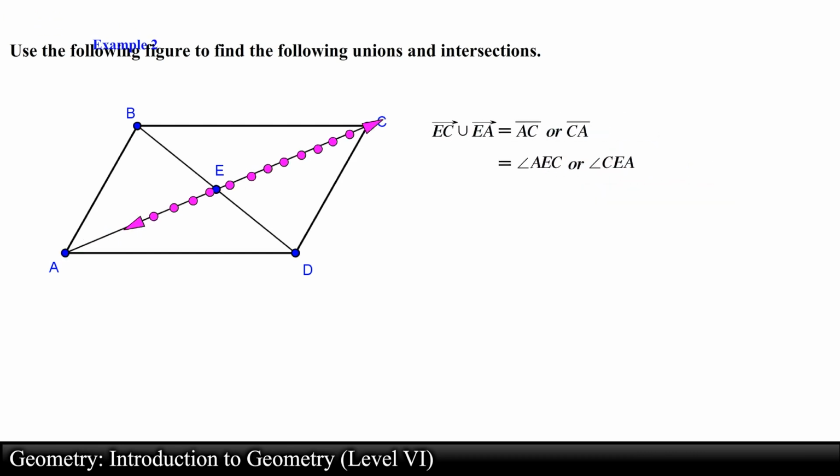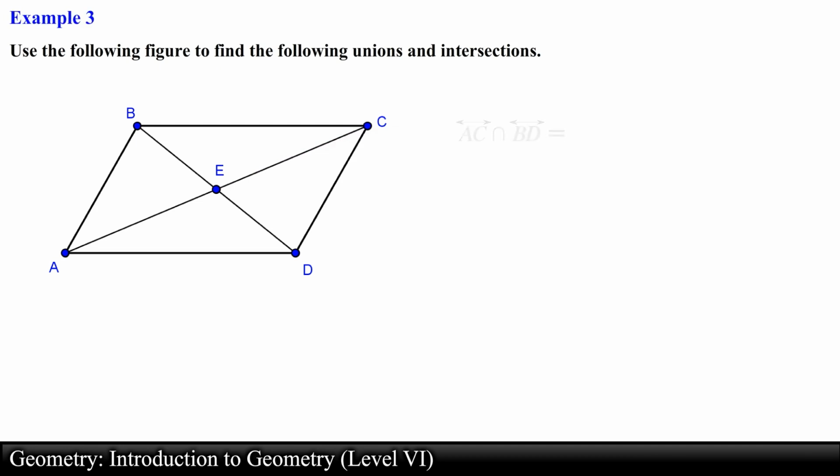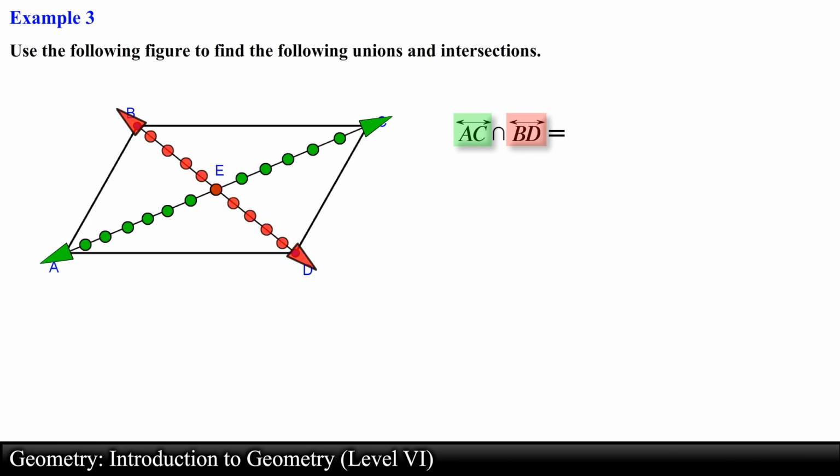Alright, let's go ahead and try the next example. Here we are asked to find the intersection of line AC and line BD. The set of all points forming line AC are represented as follows, and that of line BD are represented as follows. Since we're looking for the intersection of these two lines, we see that they have point E in common.